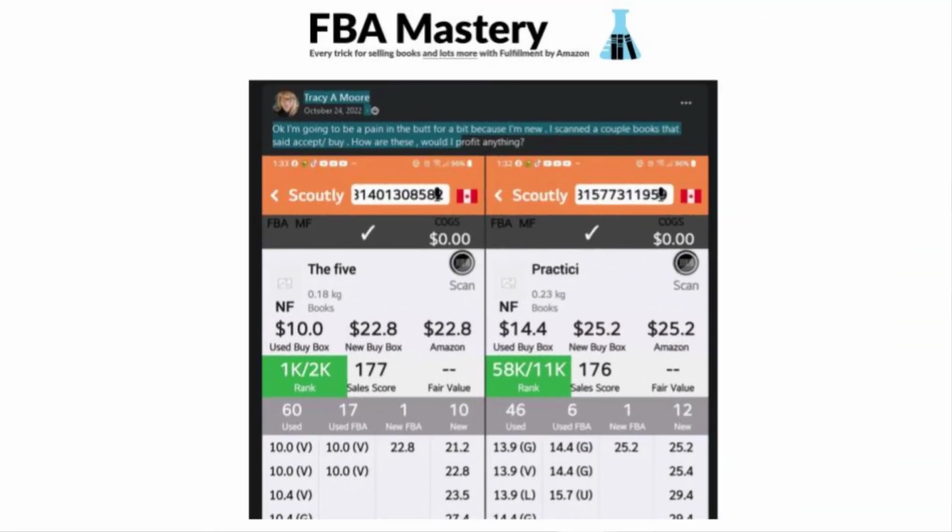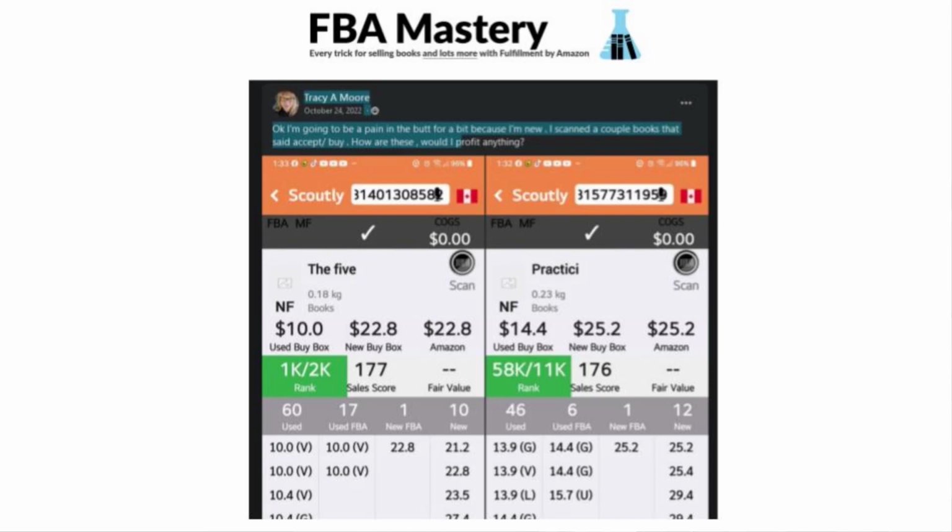You ready? Now this first one's not that great because this person's new, as they say here in the Facebook post. They say, hey, I'm going to be a pain here because I'm new. I scanned a couple books that said accept/buy. How are these and would I profit anything? So what you have here is a seller that doesn't know, and they're new, so okay, fine. But again, because they've been weaned on these triggers, they literally don't know how to read the numbers that are directly in front of them. It's like hieroglyphics to sellers that have never known anything other than triggers. All they know is this binary buy or reject. And if they're forced to think in any way outside those two things, they completely freeze up.